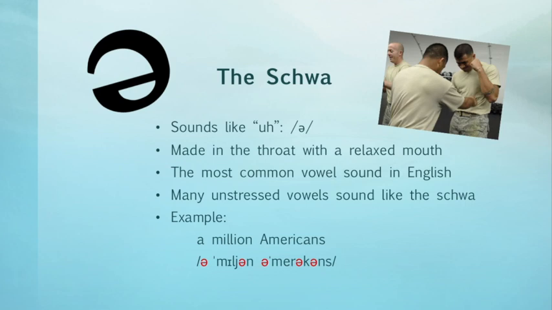And many unstressed vowels sound like the schwa. They change their sound to the schwa. So to give you an example, in this phrase right here, a million Americans, it has 7 syllables, and 5 of those syllables have the schwa sound. So here, A just becomes uh, and million, mil is a stressed syllable, so it gets its full vowel sound, but then yun just gets the schwa. And then with Americans, again, we've got schwa, the stressed syllable mare gets its full vowel sound, but the other two unstressed syllables do not. A million Americans.